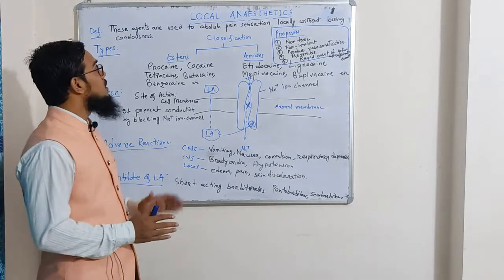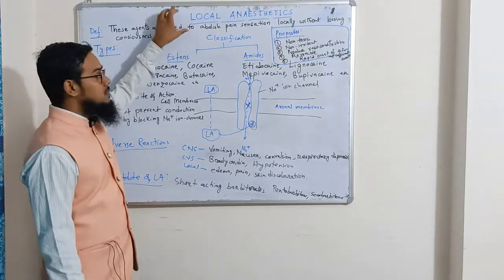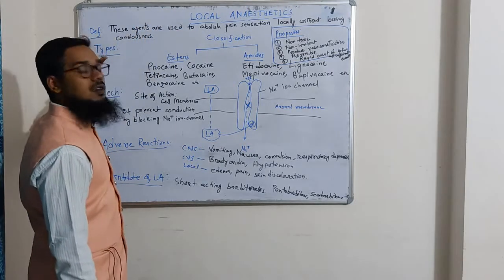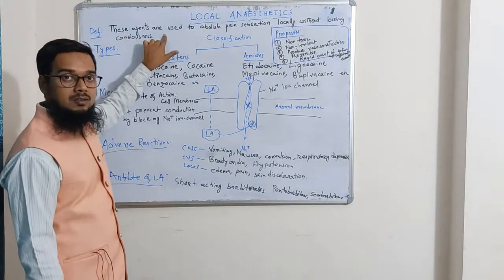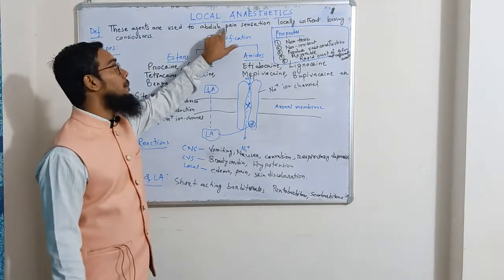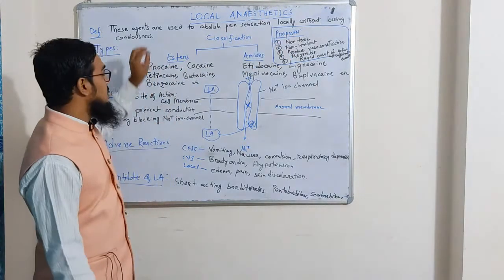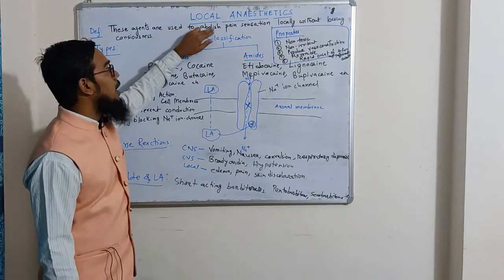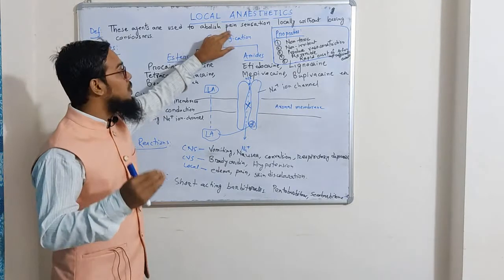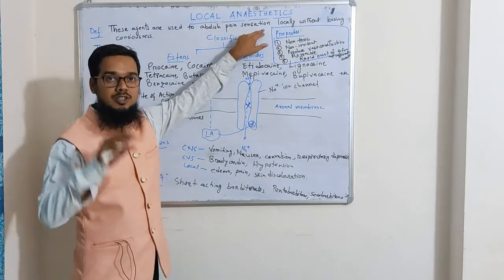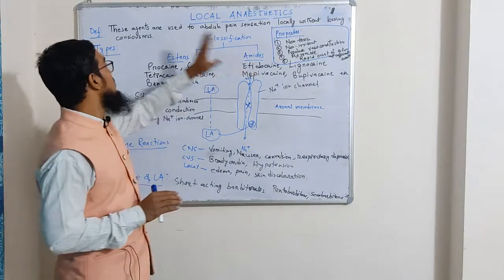Dear students, now we will discuss local anesthetics. First of all, let us know what a local anesthetic is. Local anesthetics are the agents used to abolish pain sensation locally without losing consciousness. That means they are used to abolish, and abolish means stop. What do they stop? Pain sensation locally in a particular area, without losing consciousness.